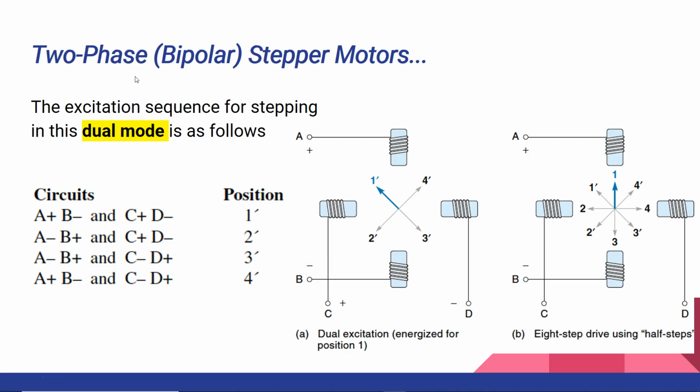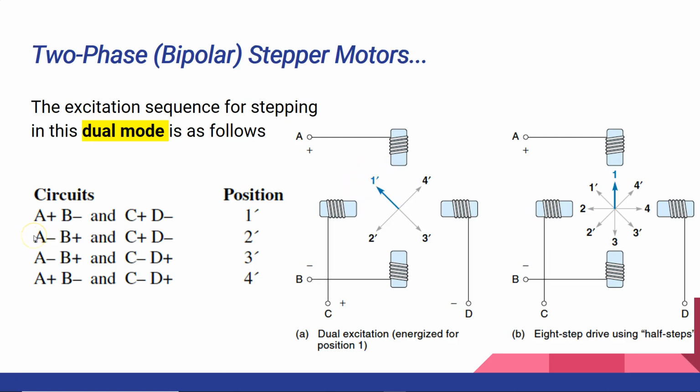Now next is the two-phase stepper motor, which is continued, but this is the dual mode. Dual mode means two coils are energized at the same time. So as you can see, in the first case, A is positive, B is negative, C is positive, D is negative. So A positive means this coil is energized, and B is negative. And then C is positive, this coil is energized, and D is negative. So in this case, these two coils are energized. If that's the situation, then the rotor points towards this position, which is called your 1 dash.